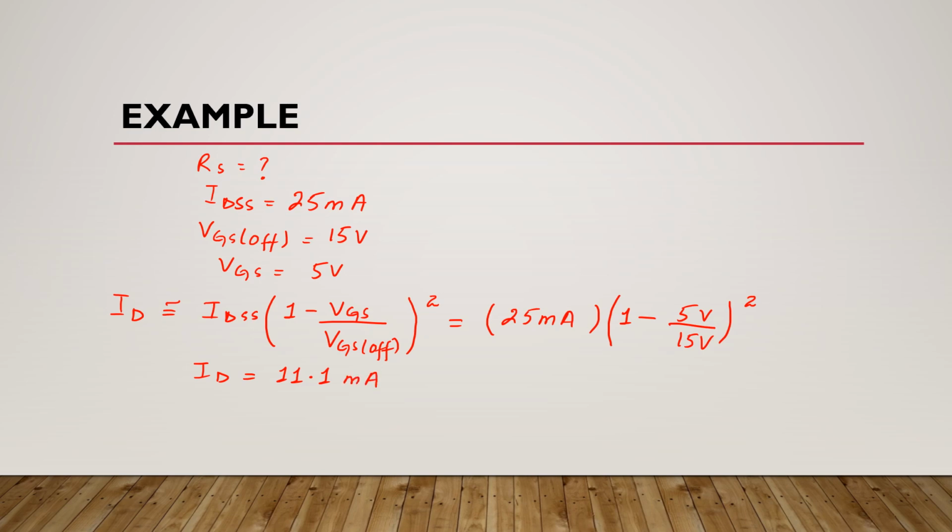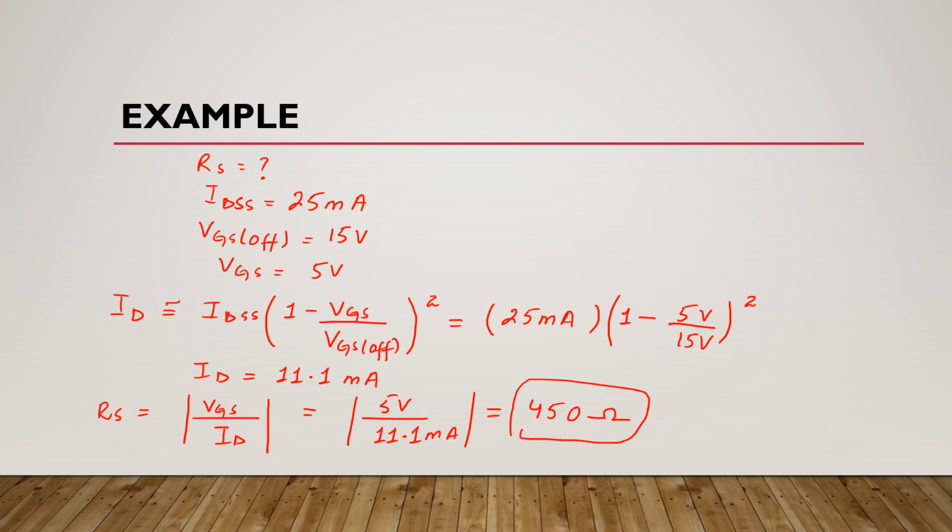Okay, now for Rs you will use this relationship: VGS divided by ID. Here this VGS is 5 volts and ID is 11.1 milliamperes. You take their absolute values. After solving this you will get 450 ohms. So this is the value of source resistor which is required to self-bias a junction field effect transistor.